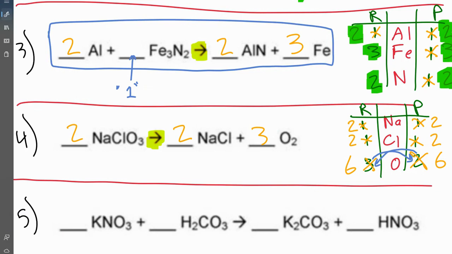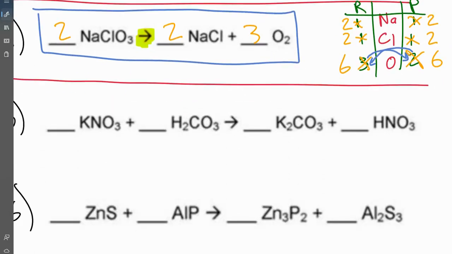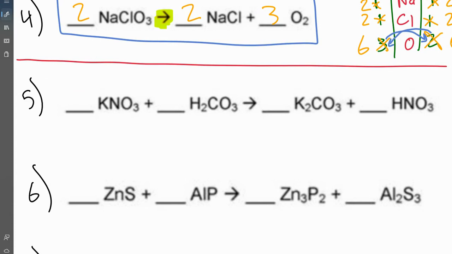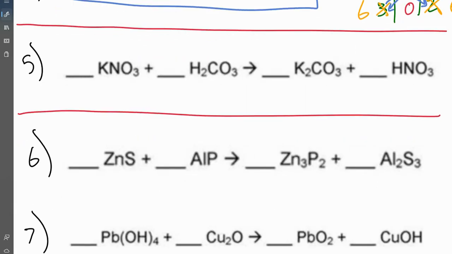There we go. So that becomes our final reaction. 2 NaClO3 yields 2 NaCl plus 3 O2. Okay. The new thing on this example, actually, I'm going to do number 6 before I do number 5. Okay, number 6.